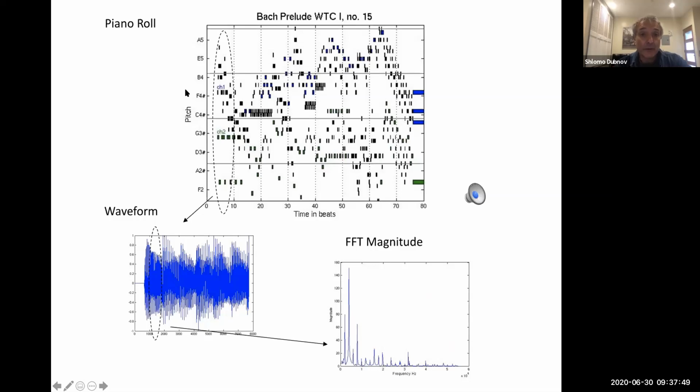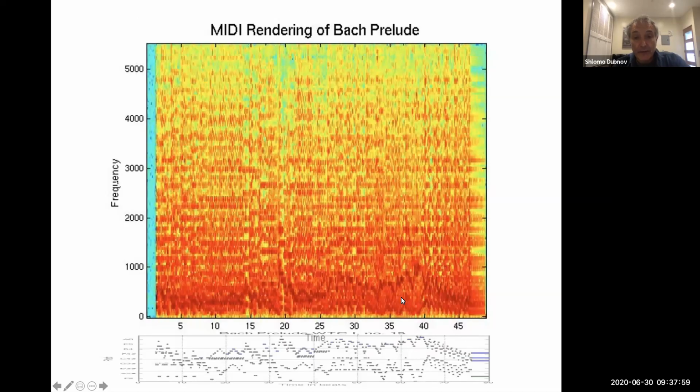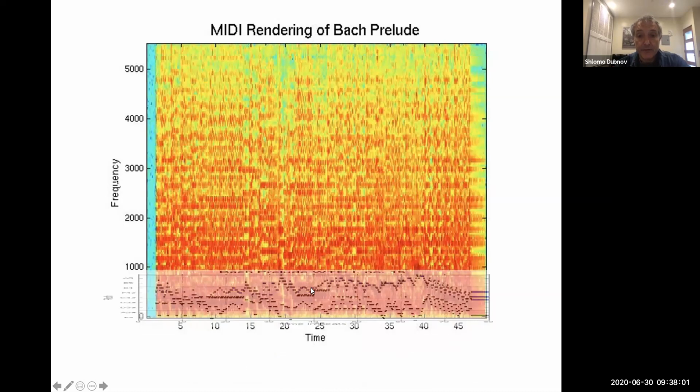Actually, the data will be stored either as a piano roll MIDI file or as a recording wave file, MP3, and then we will often analyze this as a frequency. And we spoke about the difference between what the notes represent and what the sound is comprised of in terms of the frequencies over time.